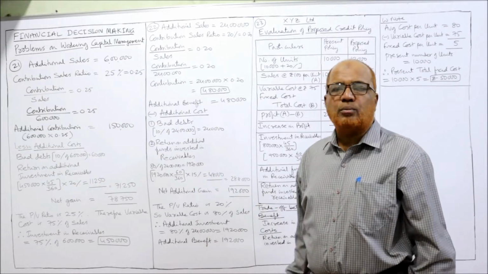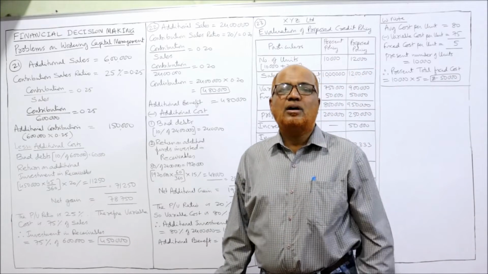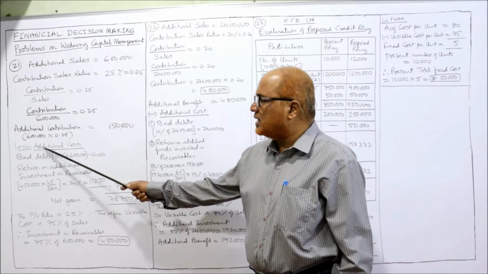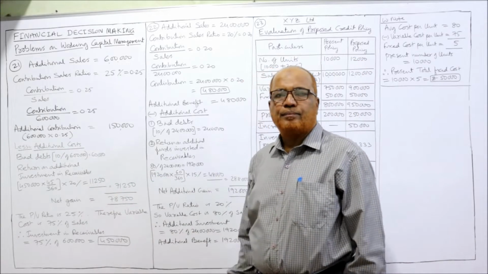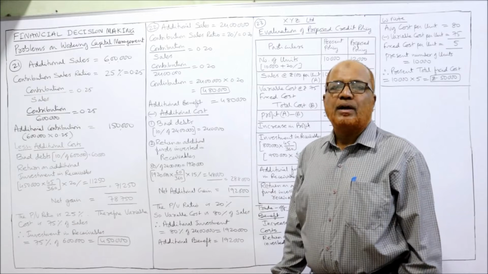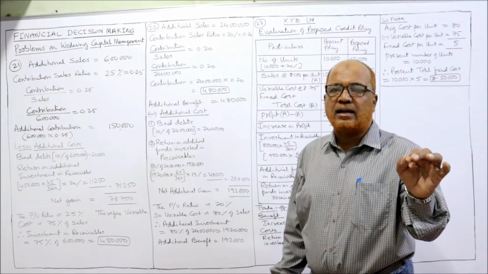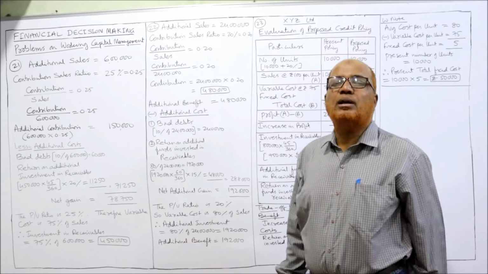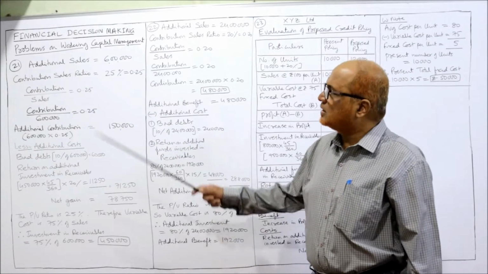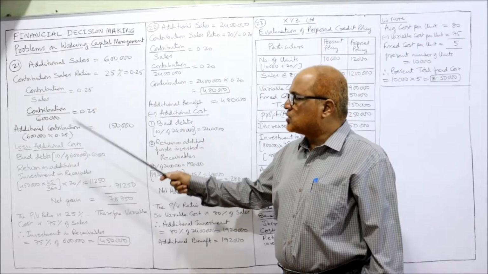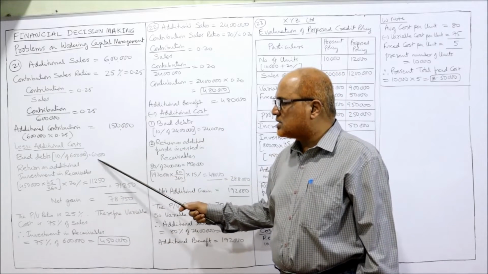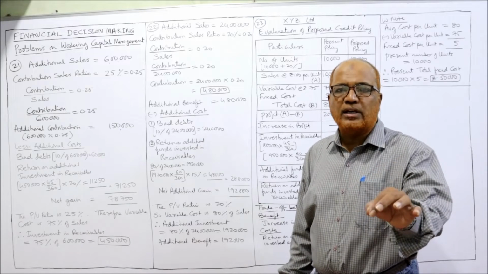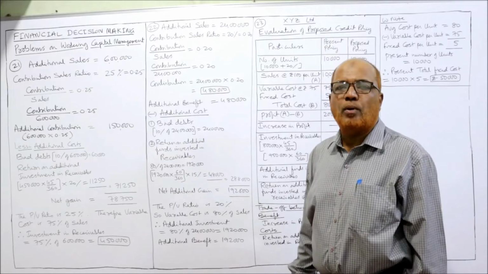From this additional contribution, we subtract the costs on this new policy. What is the first cost? Additional costs are bad debts. It is given in the problem: 10% is the loss of bad debts on this new policy. 10% of what? 10% of sales. How much are the additional sales? 6 lakh. So 6 lakh into 10%, you will get 60,000. These are the expected bad debts we are going to incur on this new policy.